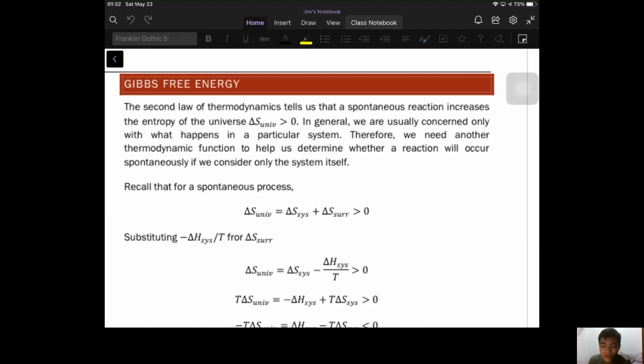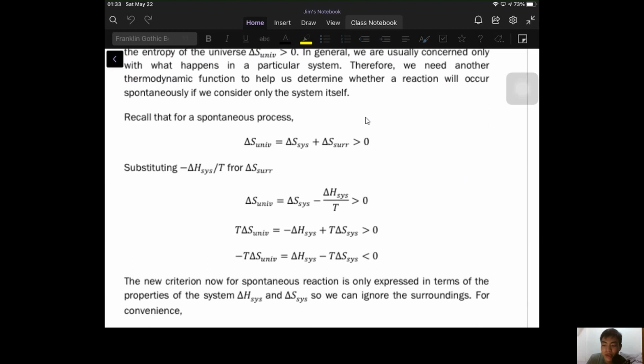Okay? So, we need to do something in order to get another energy term that will focus only on the system. Okay, so recall that for a spontaneous process, we have this equation: delta S universe equals the sum of delta S system and delta S surroundings. If you add those and it is positive, or greater than 0, that means it is spontaneous. Okay? And also remember that delta S surroundings is given as negative delta H system over T. We derived that last time, right? Okay. So, substitute that there.